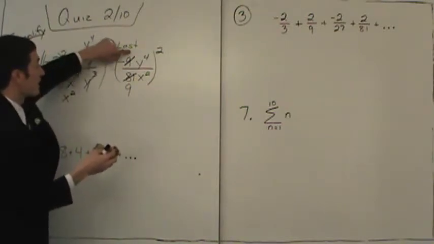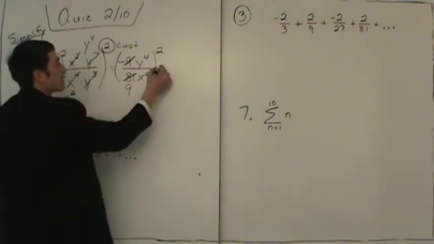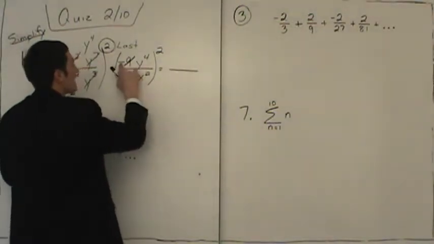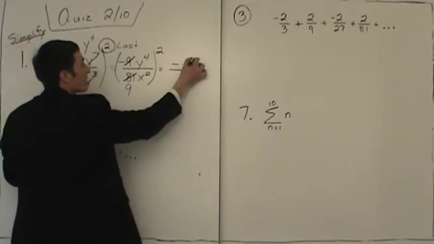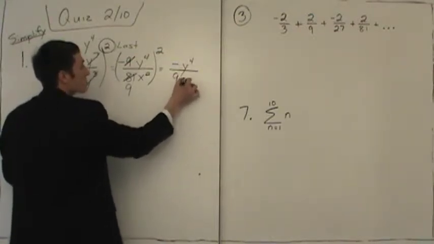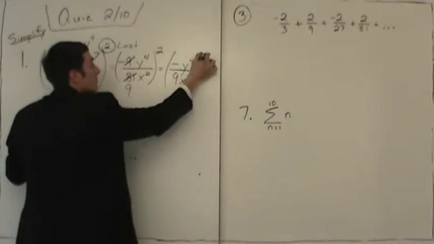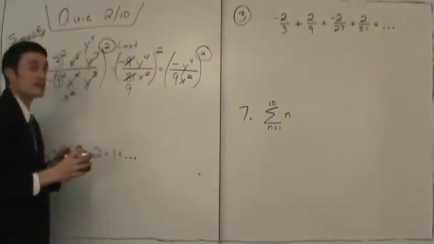9 divided by 9 is a 1, and 81 divided by 9 is 9. We rewrite this as what? There's a negative 1 on top. We just write negative, representing the negative 1, then y to the fourth over 9x squared. And now we deal with this outer exponent. This outer exponent is a 2.